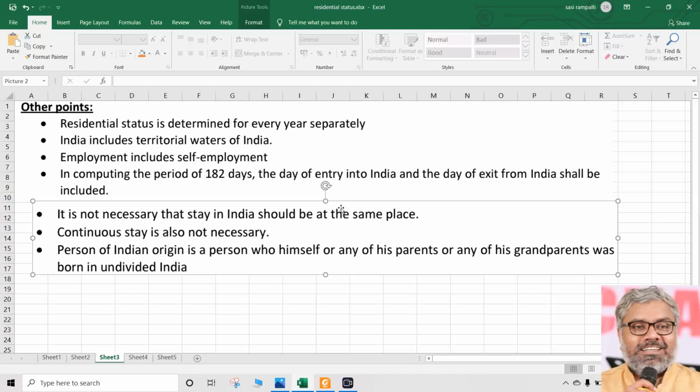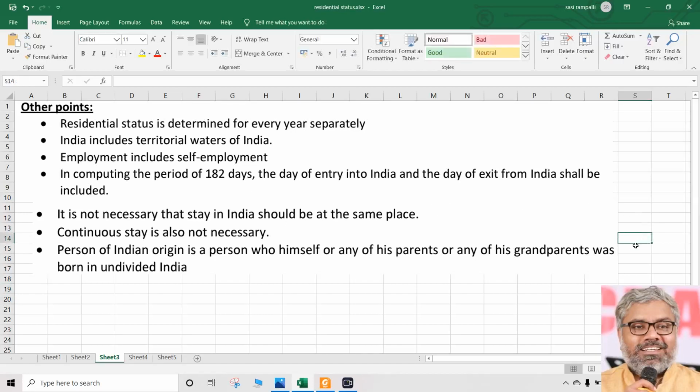And another thing is a generic point: is it compulsory that the period of stay should be continuous? Nothing like that. Or should it be at the same place? Nothing like that. So period of stay need not be continuous, need not be at the same place also. So there is no rule like that when we talk about period of stay. However, India is India. Wherever in India doesn't matter.